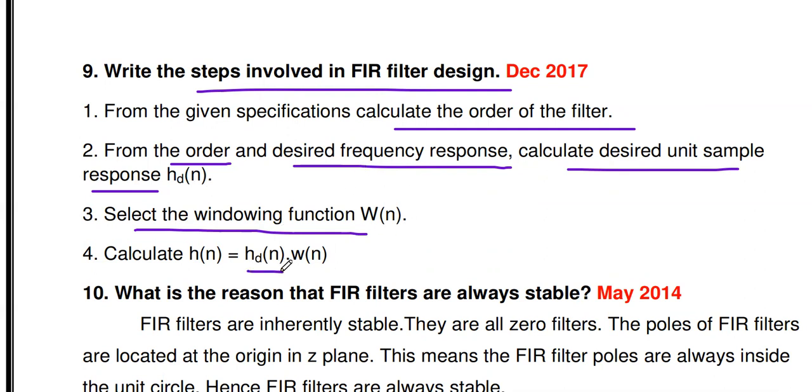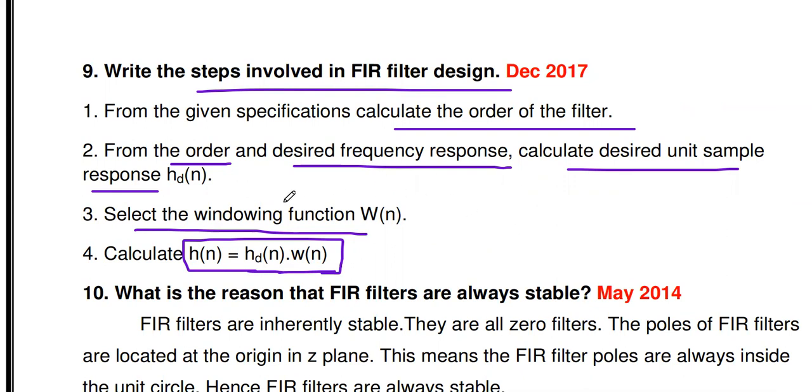Then you multiply that desired impulse response with the windowing sequence, and we get the impulse response h of n. So this is our filter coefficient. For this coefficient h of n, if you take the Z transform, we can get the transfer function. So these are all the steps involved in the design of an FIR filter.